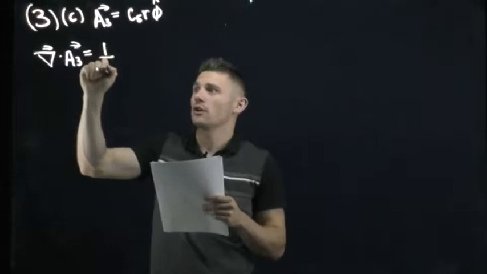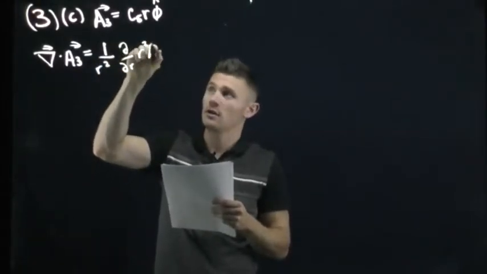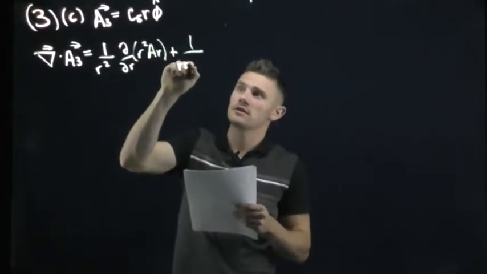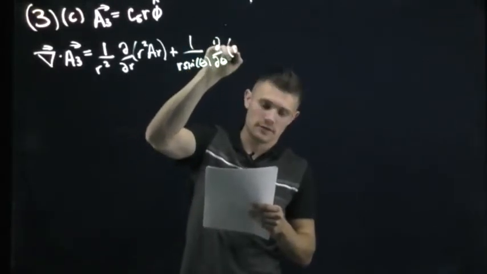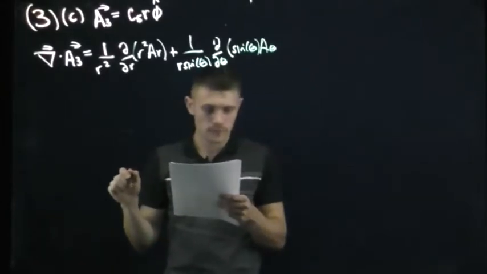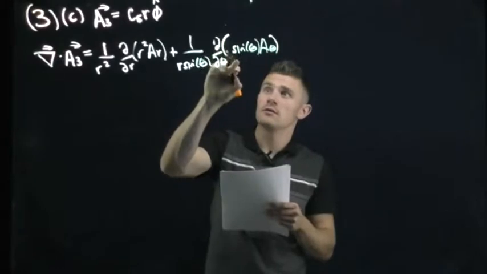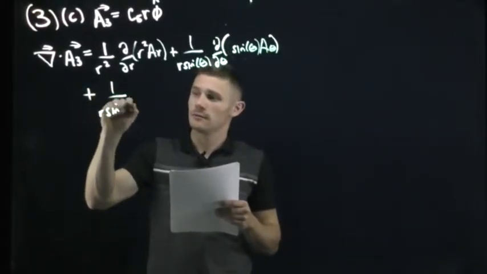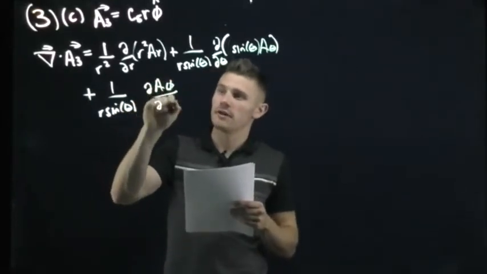We have 1 over r squared d by dr of r squared A sub r, plus 1 over r sine theta d by d theta of sine theta A theta, all that in brackets here. And then we have plus 1 over r sine theta dA phi by d phi.